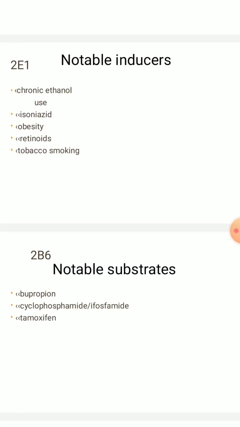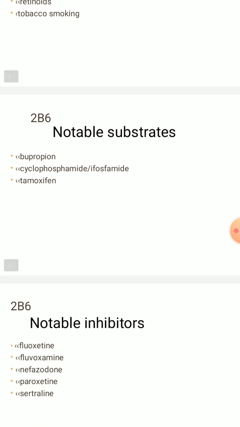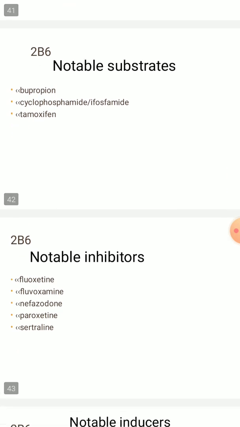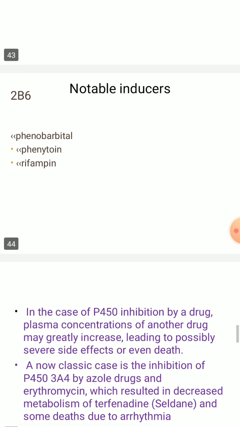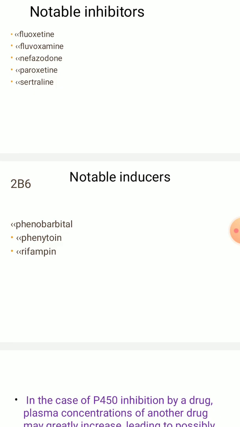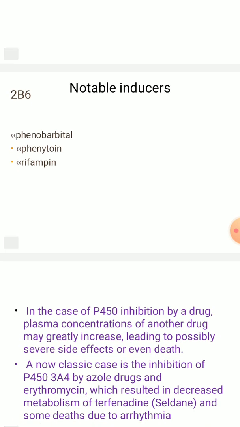Notable substrates will be bupropion, cyclophosphamide, and tamoxifen, which are going to act as notable substrates on 2B6. Notable inhibitors on 2B6: fluoxetine, fluvoxamine, paroxetine, and sertraline. Notable inducers will be phenobarbital, phenytoin, and rifampin. All these are going to act as inducers on 2B6, and similarly for inhibitors on 2B6, 2E1, 2C19, and so on. So what we have seen till now are notable inducers, inhibitors, and substrate molecules, and how these are going to act on this particular enzyme to carry out drug metabolism.